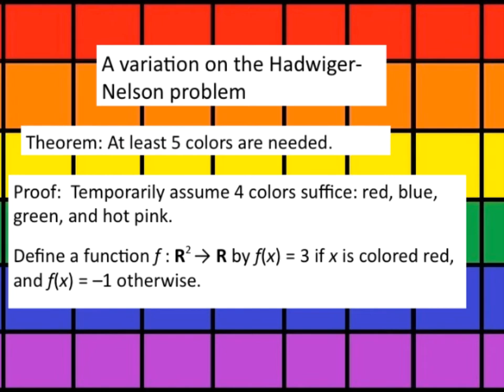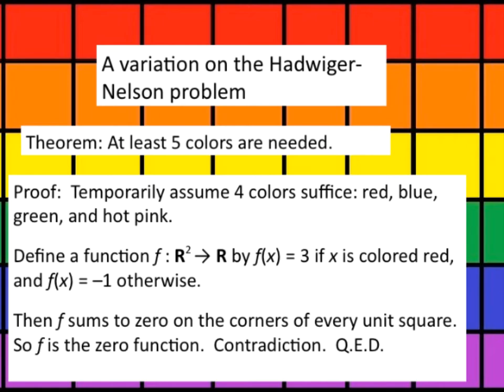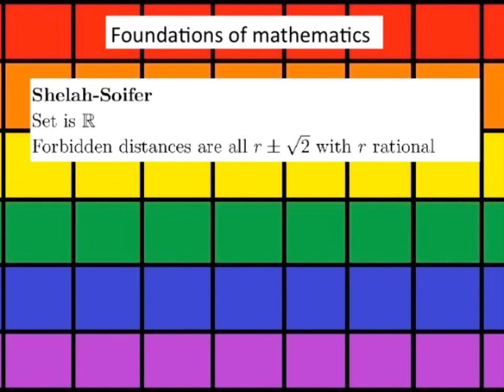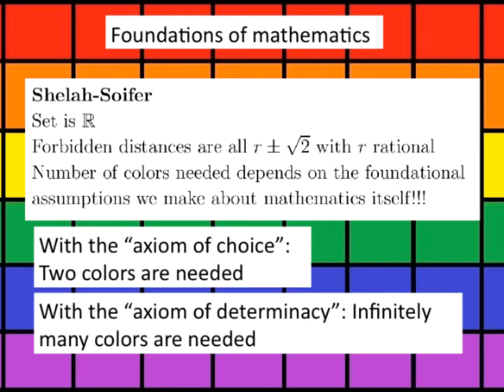Now, in the original Hadwiger-Nelson problem, we say that 1 is a forbidden distance. And in our variation of the problem, we say that 1 and the square root of 2 are forbidden distances. Now, it turns out that there is another forbidden distance problem due to Shelah and Soifer in 2007, where the answer to the question depends on the axioms that you start with. So in math, all of the logical deductions we make start with certain basic assumptions called axioms, and they're supposed to be non-controversial. Think of something like A plus B always equals B plus A, no matter what the numbers are. But if you start with something called the axiom of choice, then the answer is you only need 2 colors. If you start instead with a different axiom, this one, it turns out you need infinitely many colors. So same question, different answers.